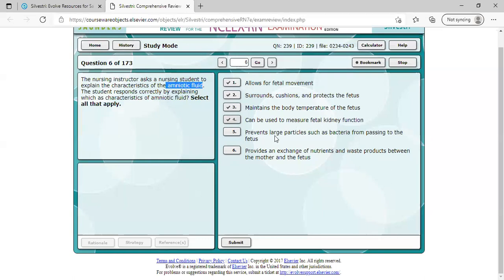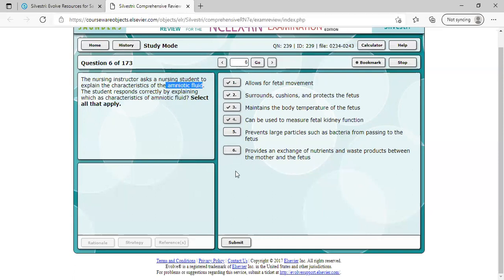Number five, they said, prevent large particles such as bacteria from passing to the fetus. Basically, amniotic fluid does not have any role to prevent large particles such as bacteria. And number six, provide exchange of nutrient fluid. No, the umbilical cord helps to exchange the nutrients, food, or waste product, not the amniotic fluid. So it is not a choice.